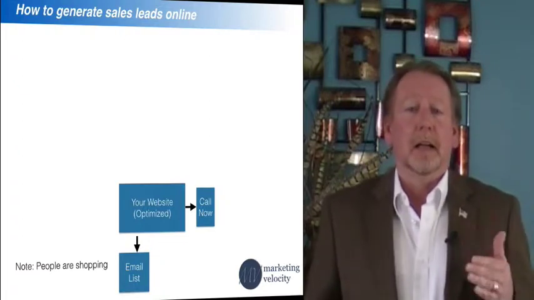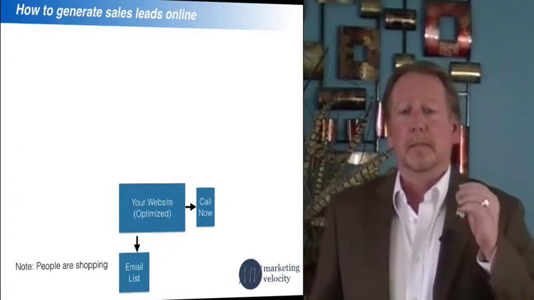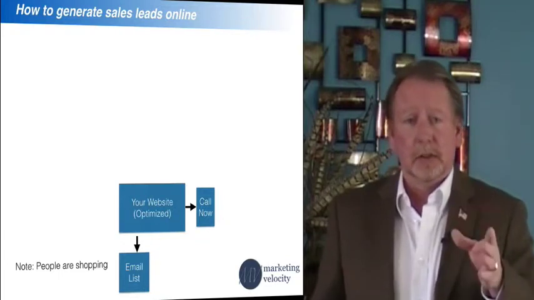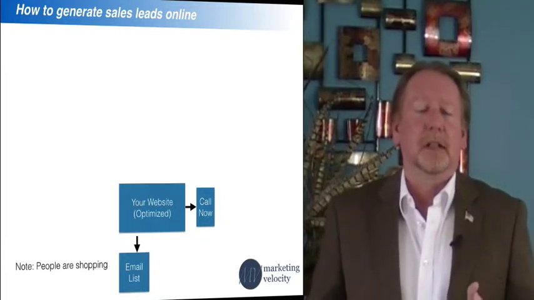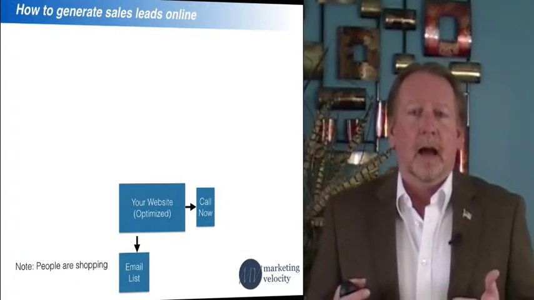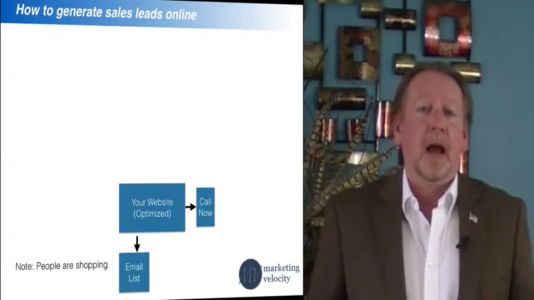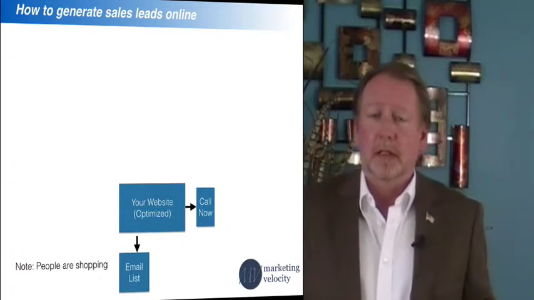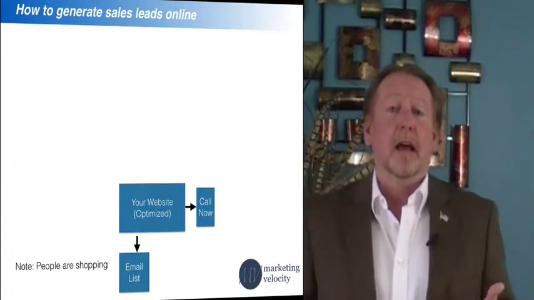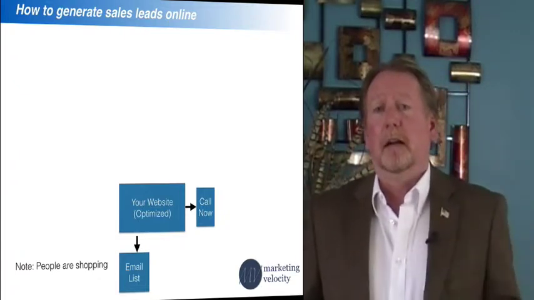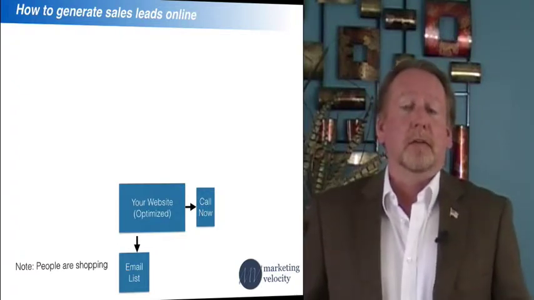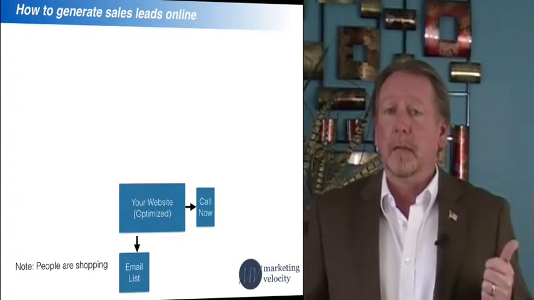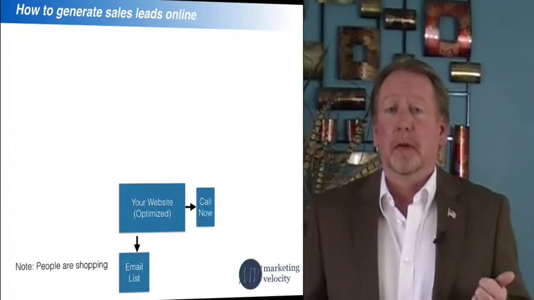You also need an email list, because the thing is, as you can see on the screen here, people are shopping. People are looking for information. Most of them are not in the buying mode yet. So what does that mean? Well, it means they're online and they've got all of your competitors' websites as well. So if you don't give them the information they're looking for, they're going to click out of your site, go to your competitor, and wind up doing business with them.